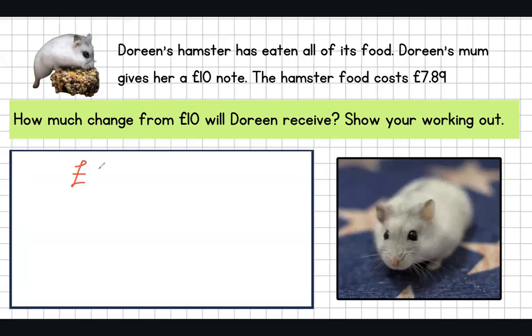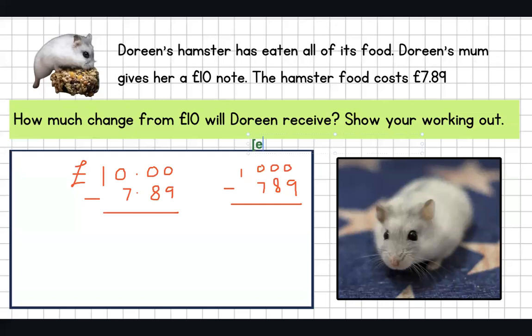So we would say £10, take away £7.89. You could do it 1,000. Going to work out the same. Take away 789. But remember, this is pence. Okay, let me write this up here. These are pennies, pence, and this is pounds. And I'll tell you why when we get the answer, why that's so important.